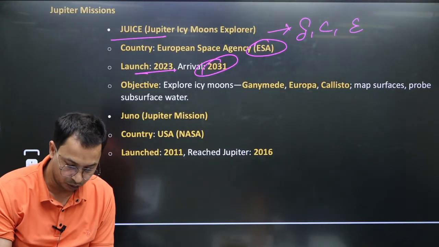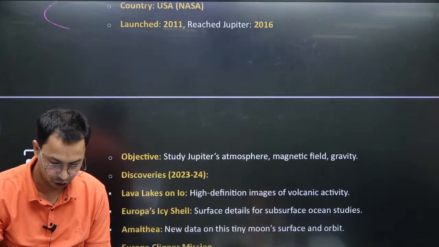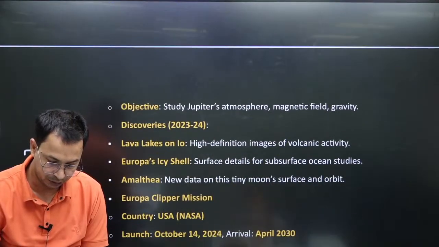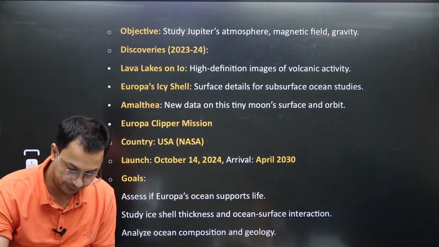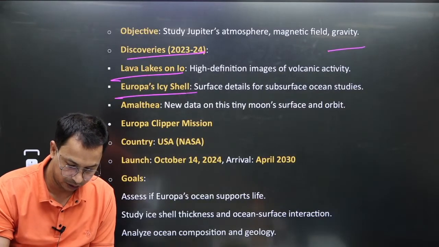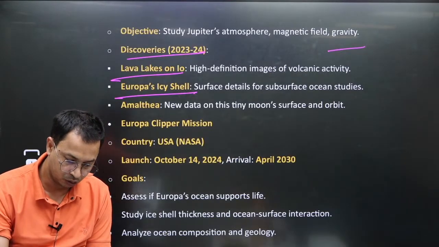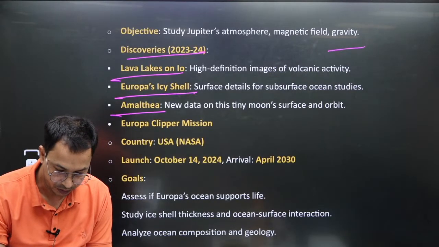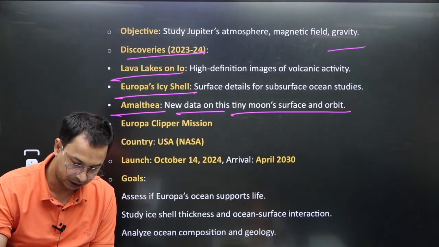Then there was the Juno mission of NASA. The Juno mission was sent to Jupiter to study Jupiter's atmosphere and the magnetic field along with the gravity, and it discovered the lava lake on Io, and Europa's icy shells were discovered by the Juno mission, and Amalthea, new data on this tiny moon's surface and orbit was studied by the Juno mission.